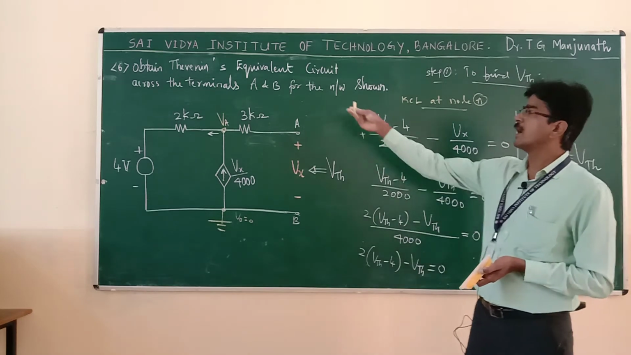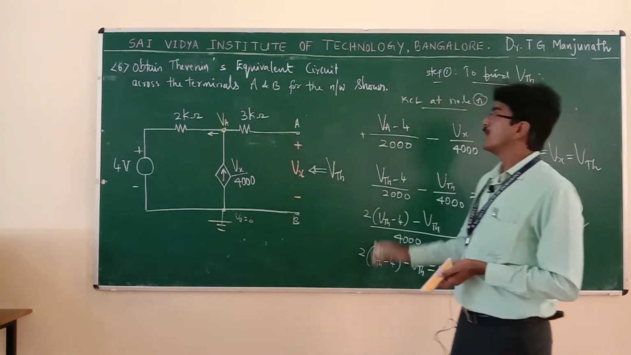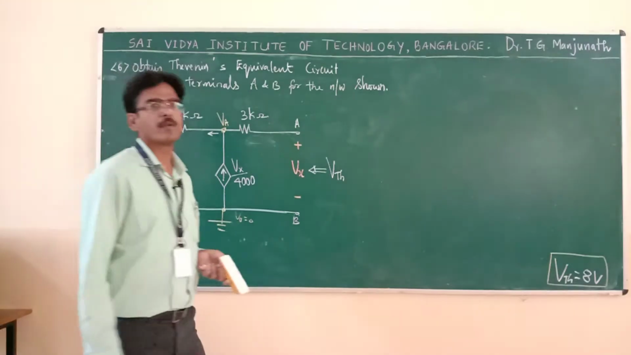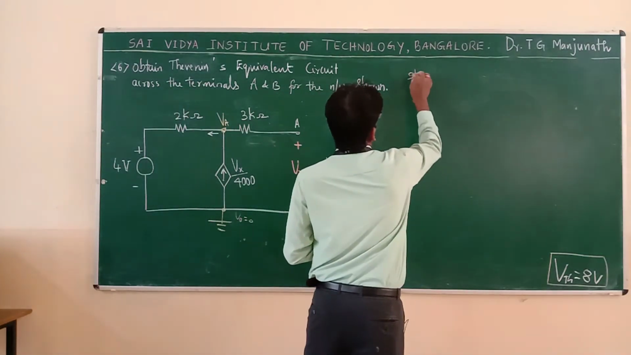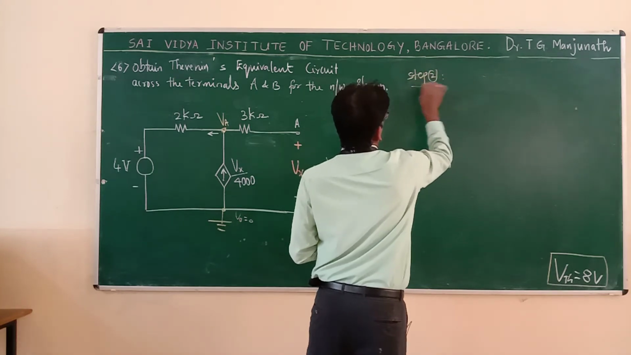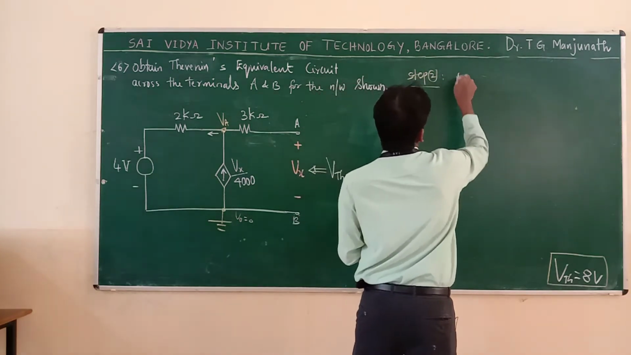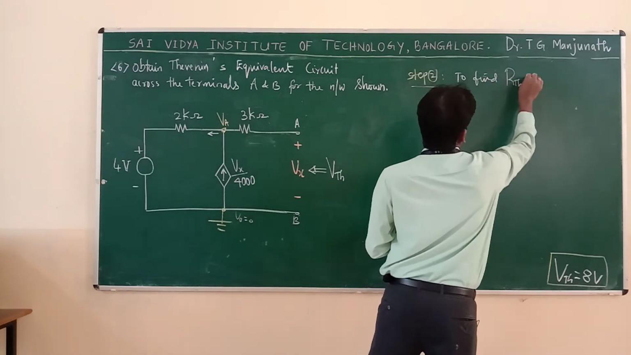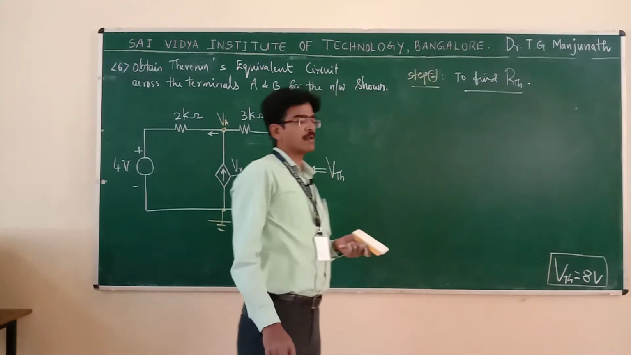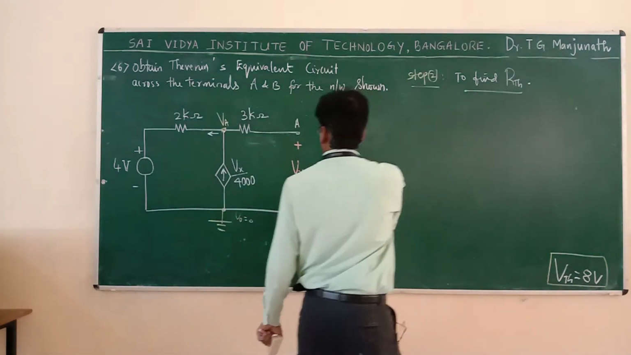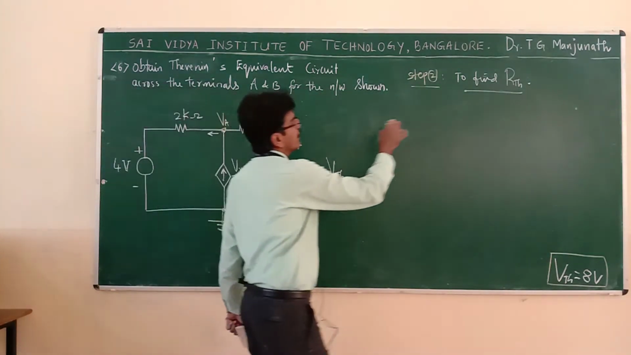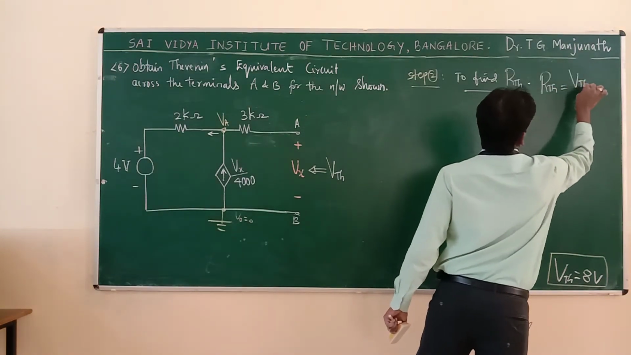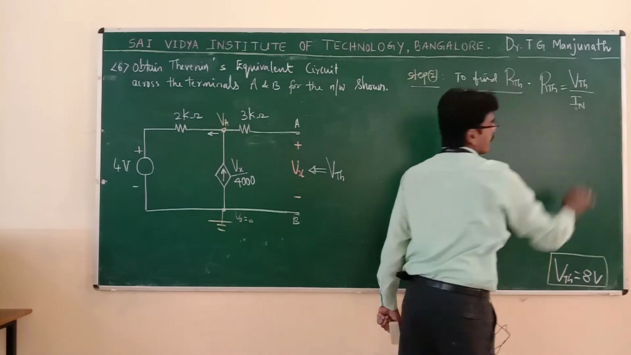Next, what should I find? I should find R Thevenin. Let us go for step 2, to find R Thevenin. What is R Thevenin when there is a dependent source? R Thevenin is equal to V Thevenin divided by IN.